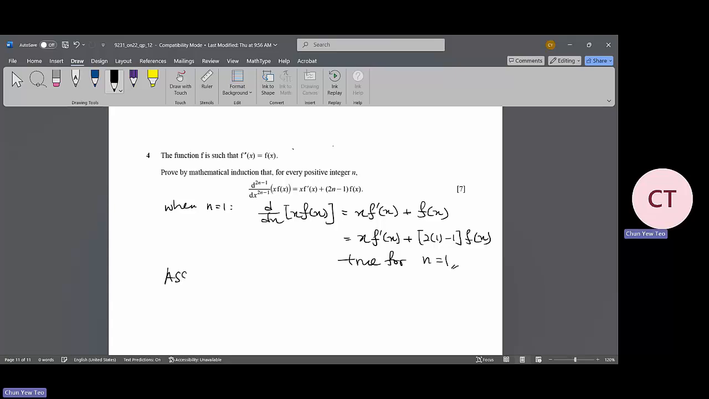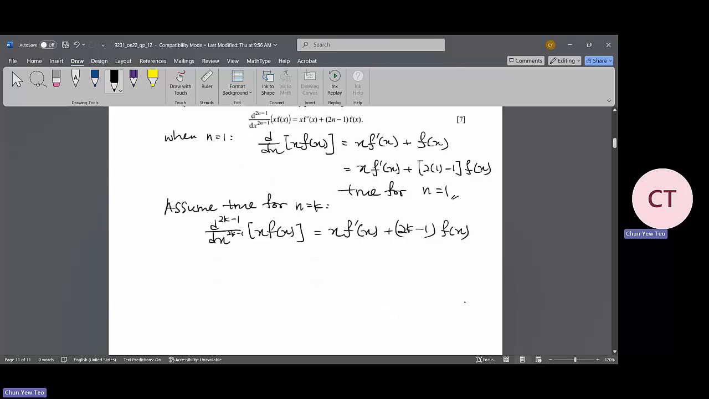Now we assume true for n equal to k, which is d power 2k minus 1 over dx power of 2k minus 1 of x f(x) is the same as x f prime plus the 2k minus 1 f(x). So this is what we assume true. So now we go for the third statement, when n is equal to k plus 1.